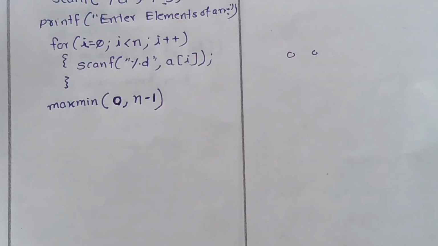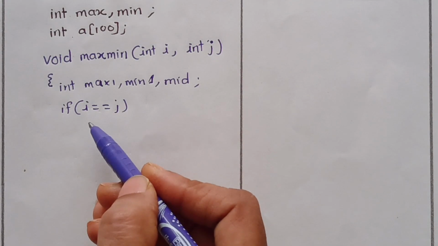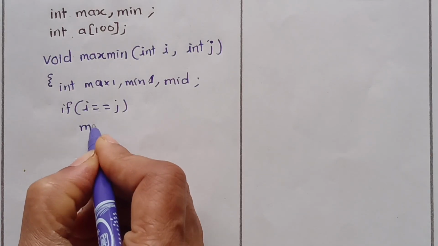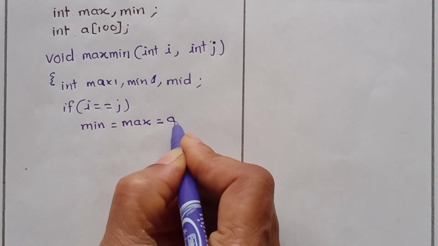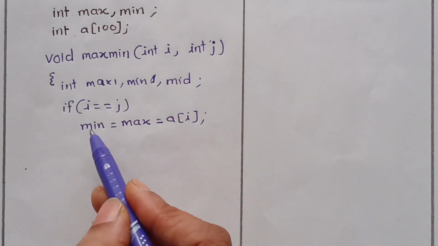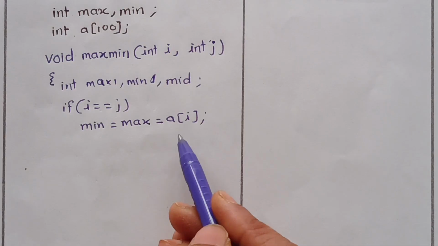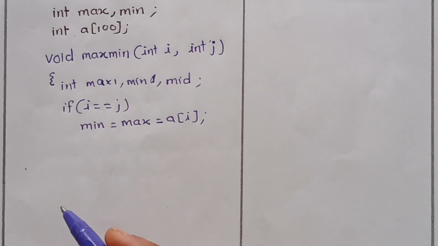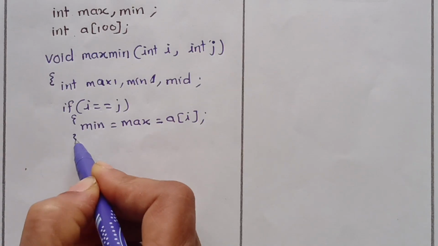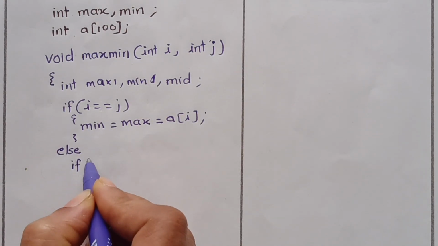Okay, 0 0 means both indices are 0, then what you have to do: min equal to max equal to a of i. If there is only one element, then the minimum will be that value and the maximum will also be that value only. Okay. Next, suppose there are two elements. Okay. If there are two elements, means what?